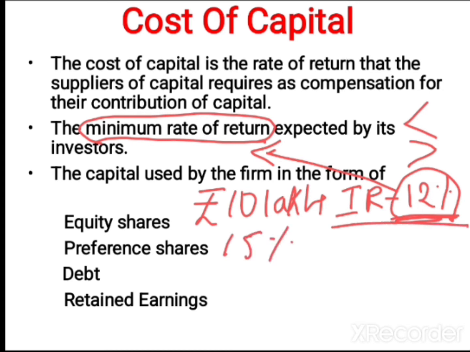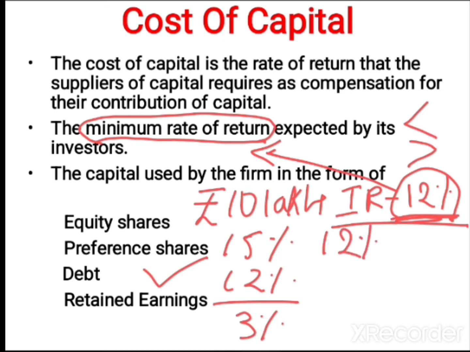As the interest rate is 12%, that means 3% is a profit to the company. So the company can accept this project. What if the company gets a return of 12%? As the interest rate is also 12%, that means neither profit nor loss to the company. So this return is what?